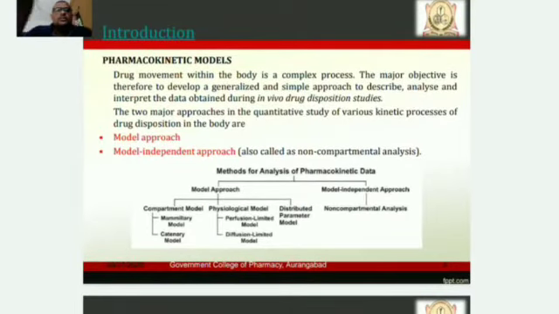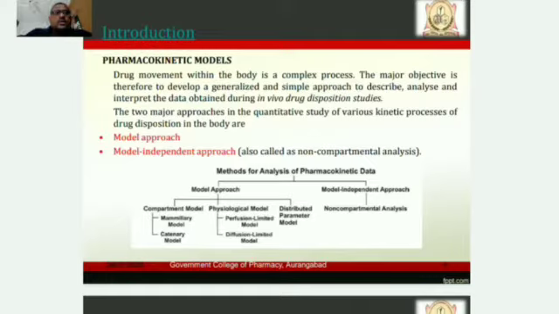Now see the introduction of pharmacokinetic models. The drug movement within the body is a complex process. The major objective is therefore to develop and generalize a simple approach to describe, analyze and interpret the data obtained during the in vivo disposition studies. The two major approaches in the quantitative study of various kinetic processes of drug disposition in the body are the model approach, and second is the model independent approach.